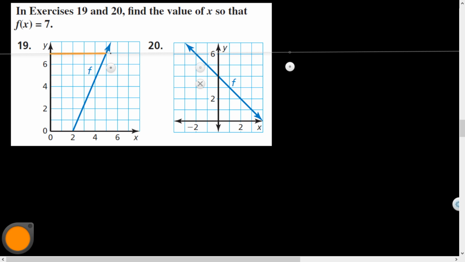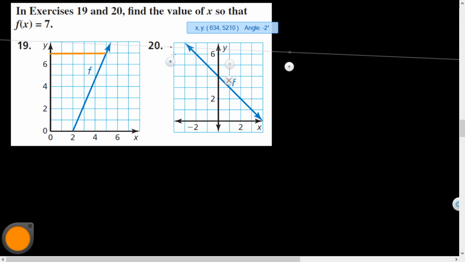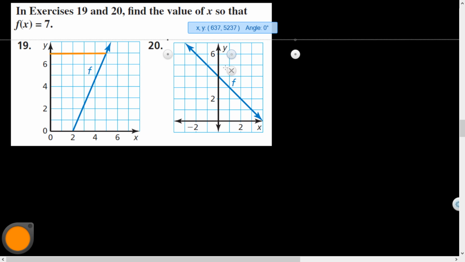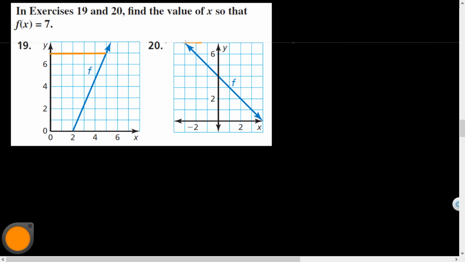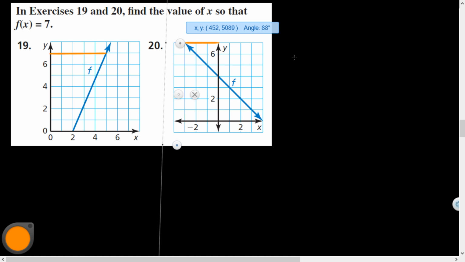Now, for functions, there technically could be multiple inputs that give that output, as long as each input has exactly one output, so it passes the vertical line test. But a horizontal line could hit multiple times. So I'm going to trace over from the 7 and figure out where this point is, and then trace down. Whoa, oh dear, I was all set to be super smooth, and then I grabbed the wrong point. I'm going to do the same thing for this graph: trace over from 7 and go down to the x-axis to find the corresponding value.